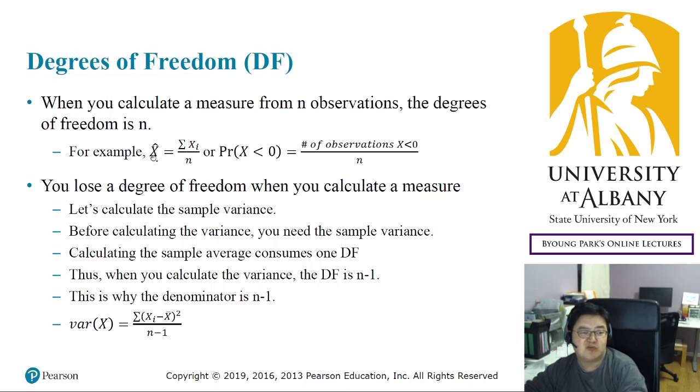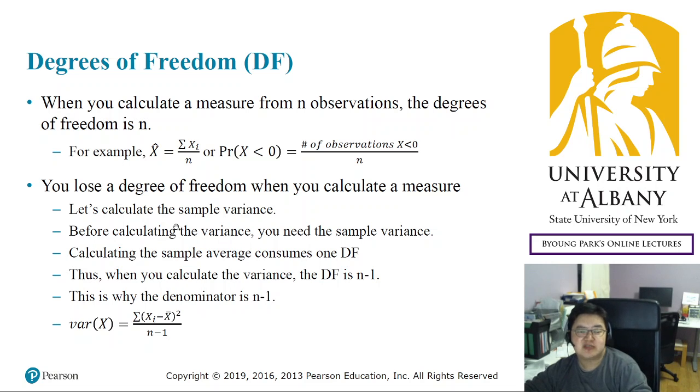The examples are, for example, when you calculate x bar, the sample mean, you sum n observations and divide by n. Or if you calculate the probability of x smaller than 0, then what you are doing is counting how many observations are smaller than 0 and dividing that by n. So in those two simple examples, you have n degrees of freedom, because the degrees of freedom are coming from the data. However, when you calculate one measure like this, you consume 1 degree of freedom.